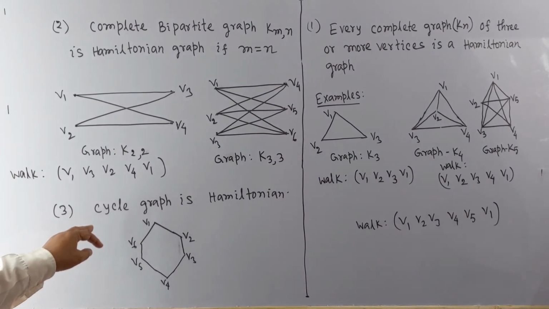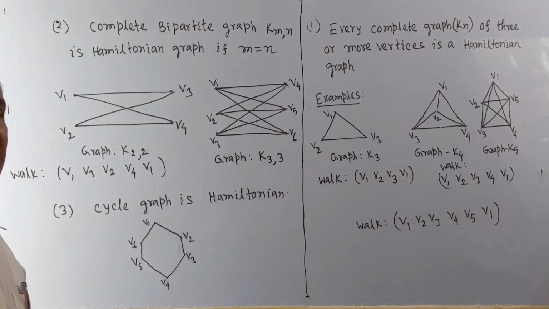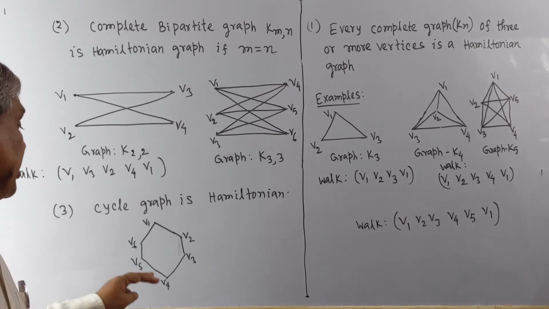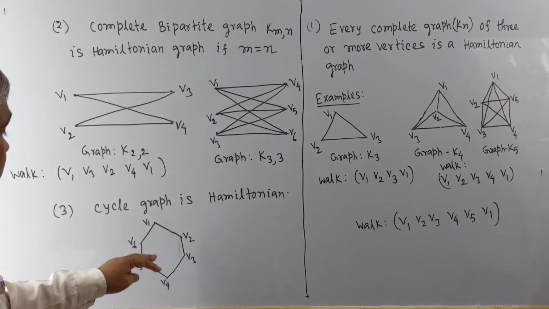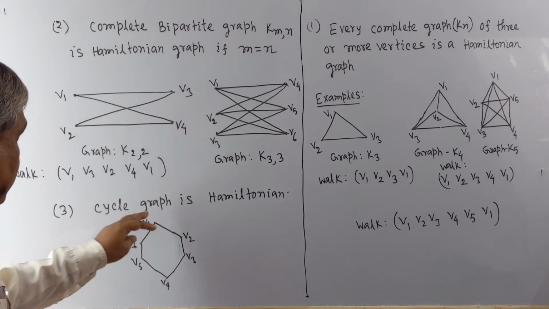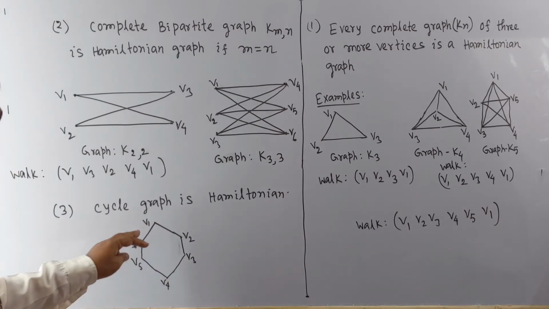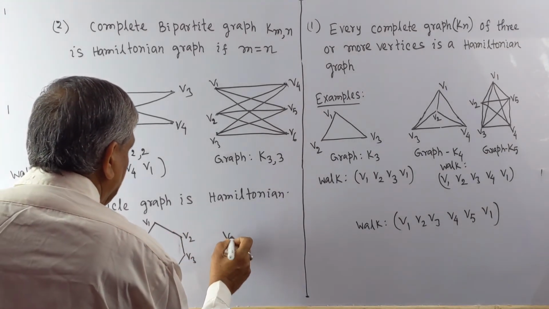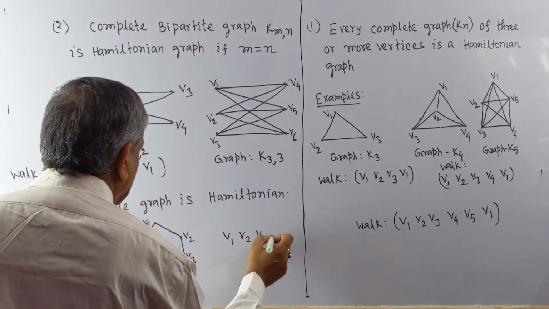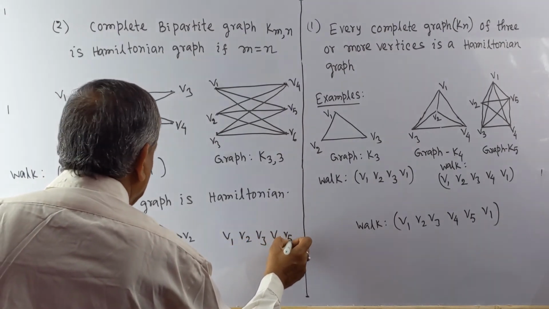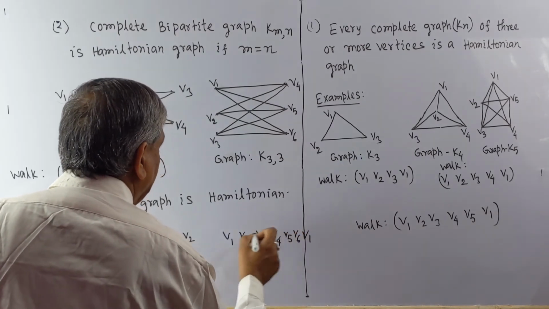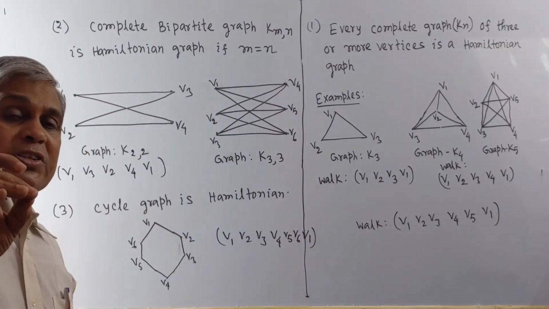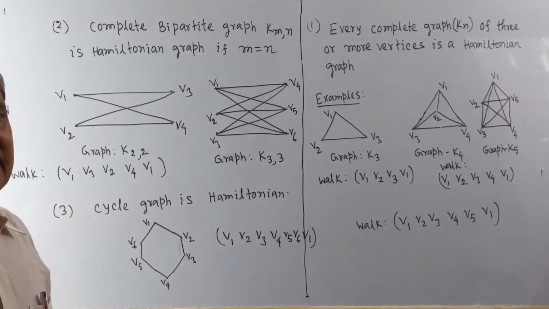Next is cycle graph is Hamiltonian. Cycle graph means 2-regular graph, means degree of each vertex is 2. Here we may take this graph, cycle graph. Here we see that we may get a Hamiltonian circuit V1, V2, V3, V4, V5, V6, V1. Therefore, cycle graph is a Hamiltonian graph.